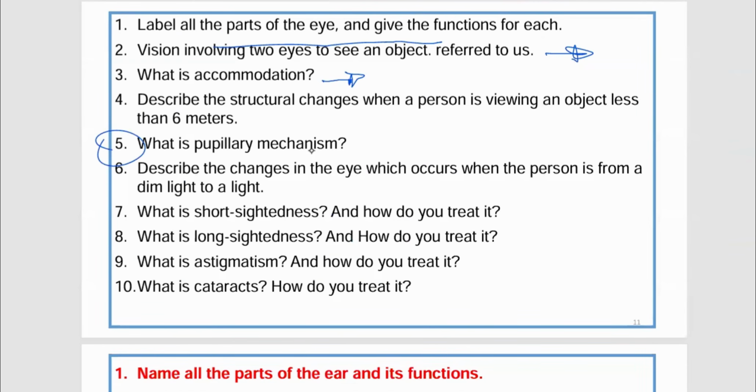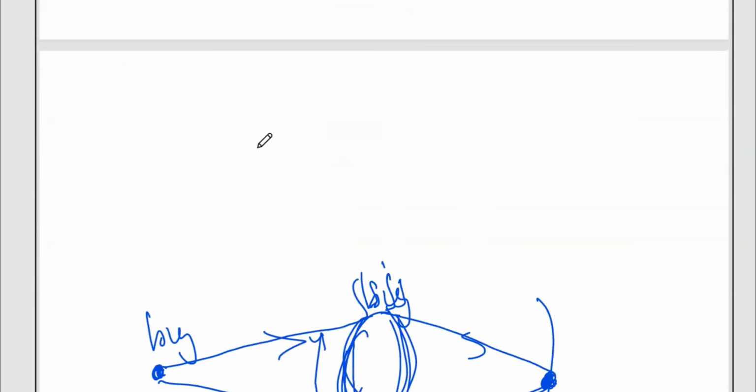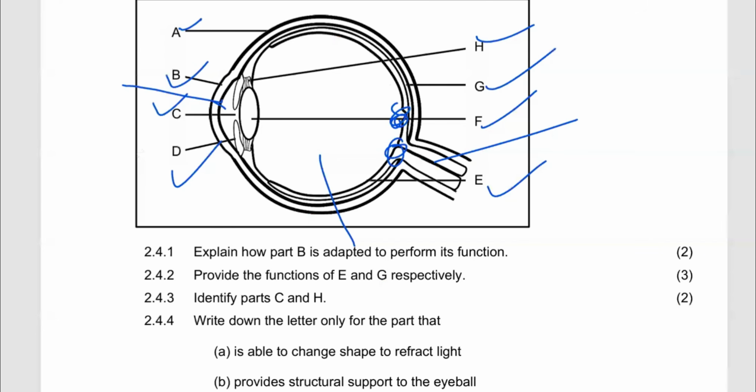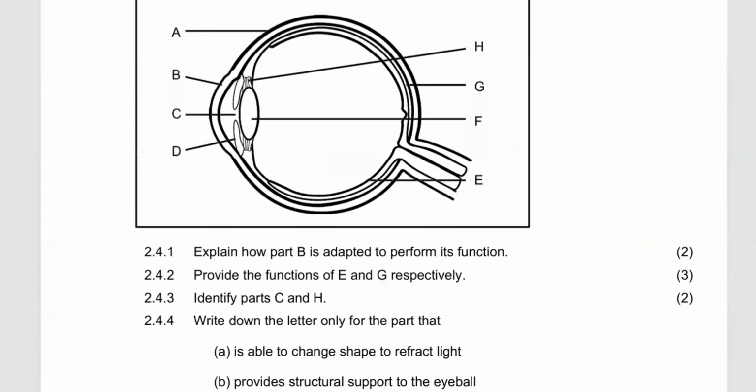Then when it comes to the pupillary mechanism, this is the ability of the eye to view an object in dim and bright light. In this case, we talk about these muscles only. You only talk about the muscles of the iris. The muscles of the iris are called radial muscles and sacral (circular) muscles. They can either relax or contract.